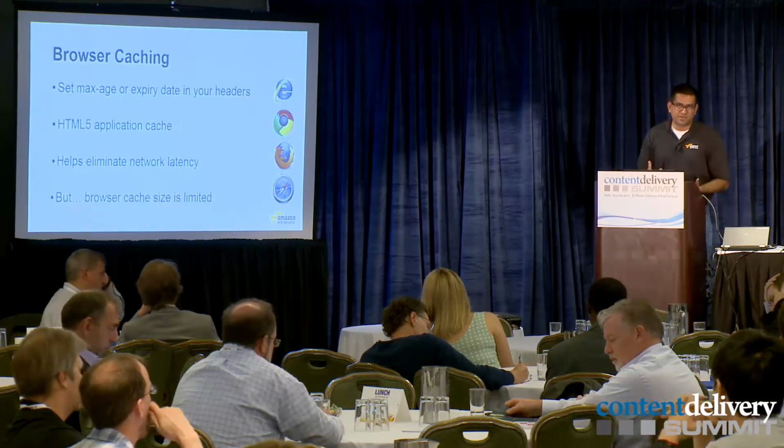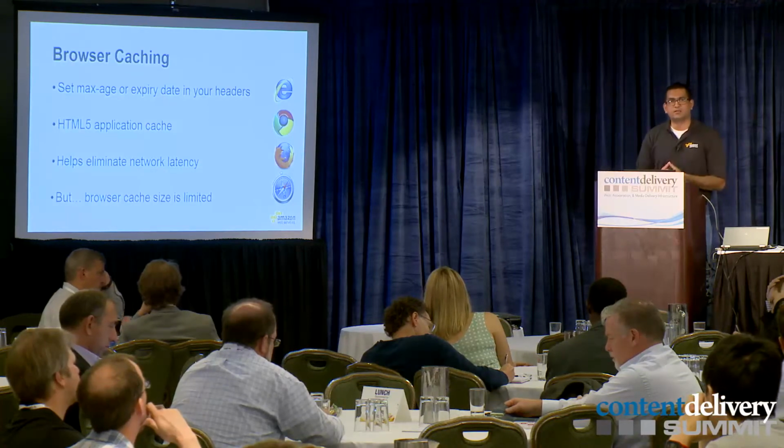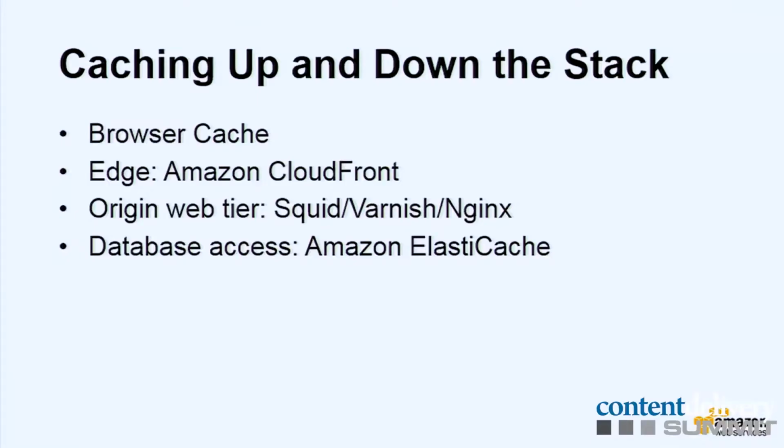So this is the best kind, if you think about it. But browser cache size is limited, so that's where you have to fall back on things like using a CDN or a shared cache. And just think about caching up and down your stack, right? We talked about browser caching, we talked about edge caching. There's also caching at the origin tier, so a lot of customers use things like Squid, Varnish, and Nginx to create a caching layer in front of their origin servers. And also, a lot of our customers use Amazon ElastiCache, which is another AWS service, for their database access tier. So you can think all the way from the database tier, web tier, edge, and the browser.